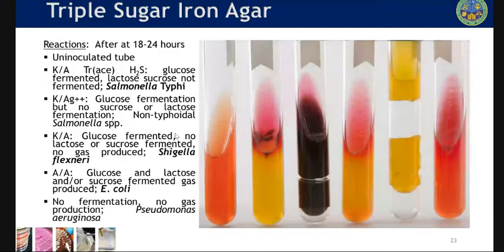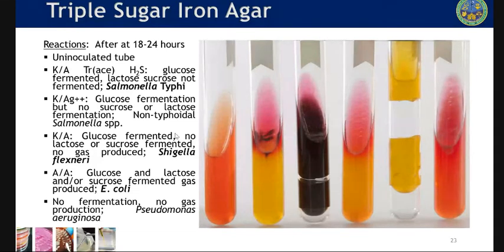So another visual presentation of your TSI reactions. Again, we have a control. But what is wrong with this particular tube preparation is that, as I said a while back, the butt and the slant should be equal. If the butt is 1 inch deep, then the slant should also be 1 inch for you to have a proper reaction in the tube. So this happens to be a wrong preparation. So prepare culture media properly so that the reaction will be read properly.